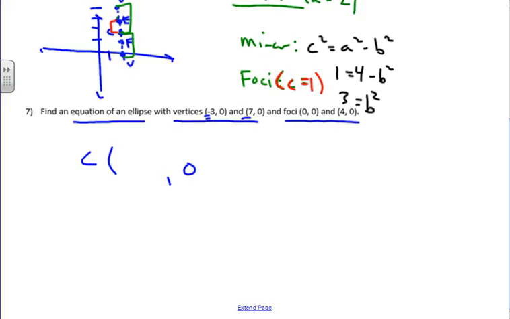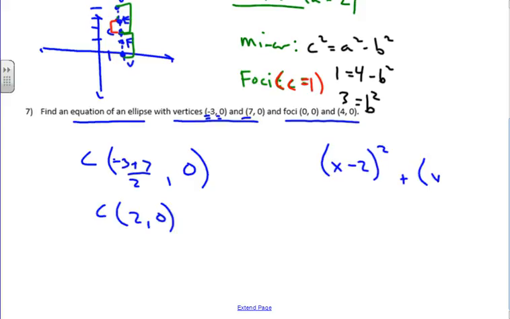So we have this right here. This can be 0, the y of the center. And then we have negative 3 plus 7 divided by 2. That's going to be 2, 0, and that's going to be our center. Okay. So over here, we can just go x minus 2 squared plus y minus 0, which is just y squared, equals 1. Don't forget that.